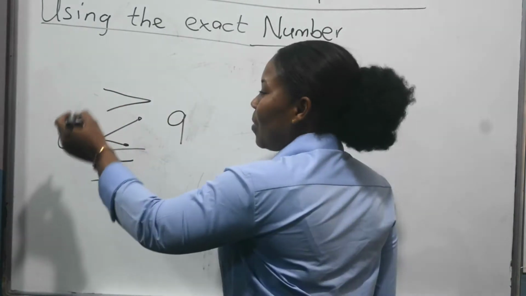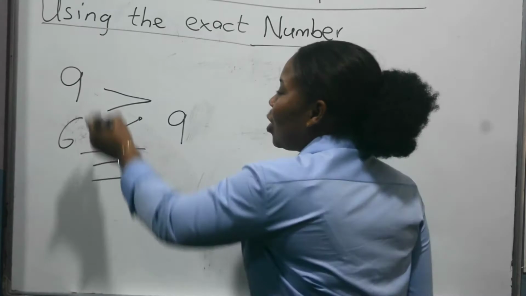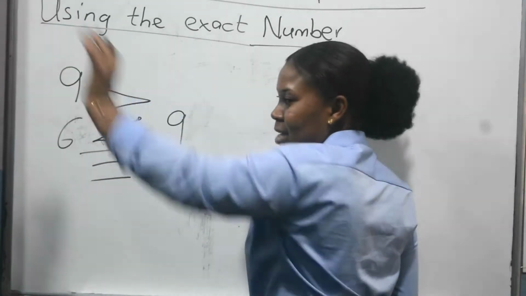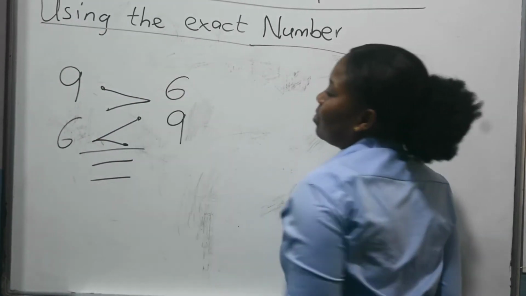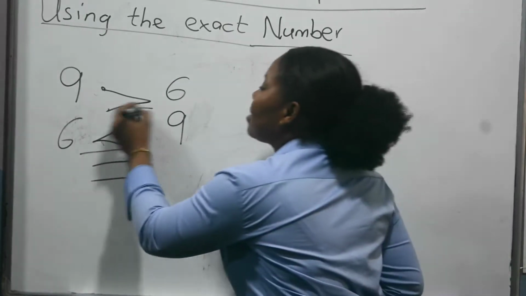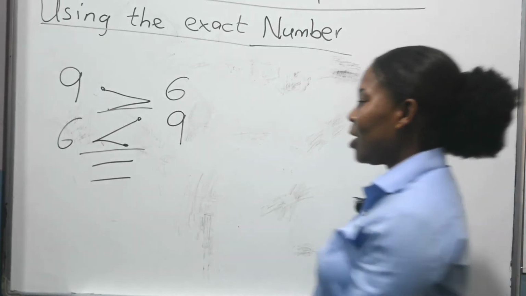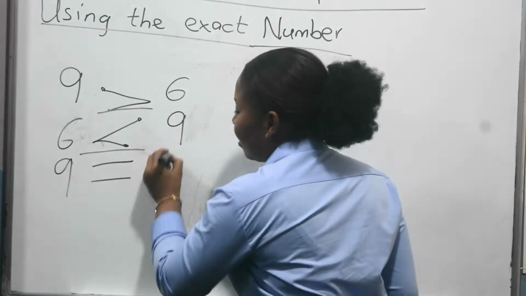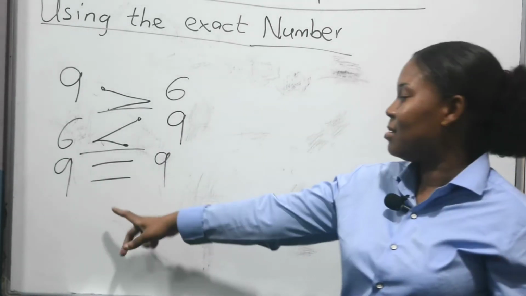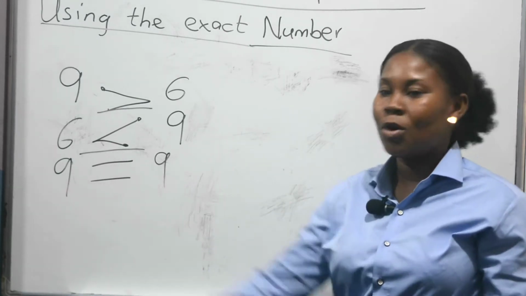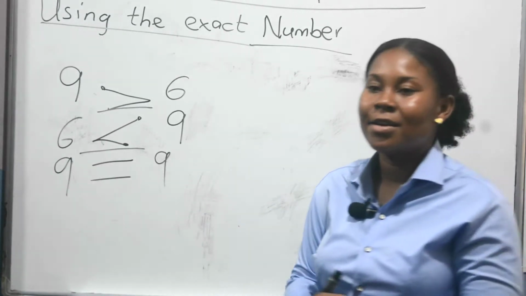And now let's swap it. The bigger number will come here because the opening of the sign faces it. So we say that 9 is more than 6. Very good. But when we have this 9, it is the same as 9. Very good.